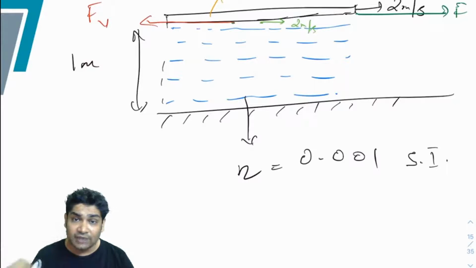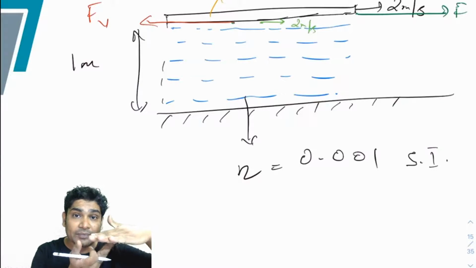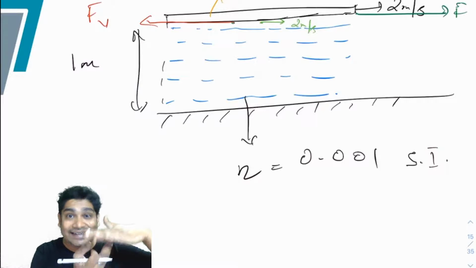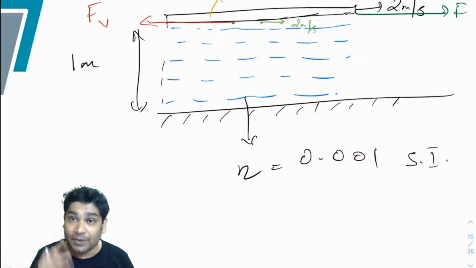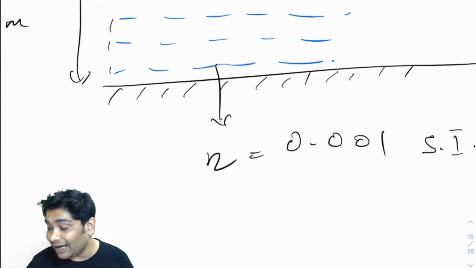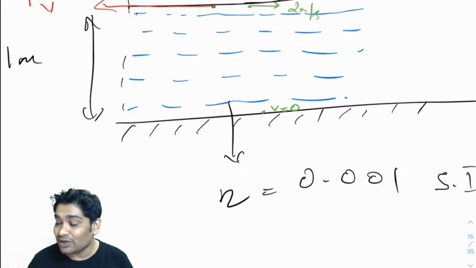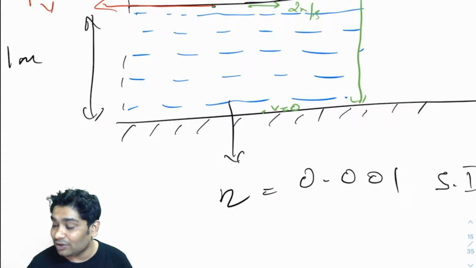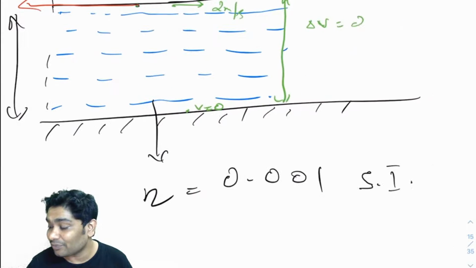Why? Imagine the fluid that got stuck to the plate. Obviously some fluid will get stuck to the plate, so it will end up moving with the speed of the plate. How about the fluid at the bottom? It has V equals 0. So your delta V from here to here, what is delta V? Delta V is 2. And what is your delta Y? Delta Y is 1 meter.